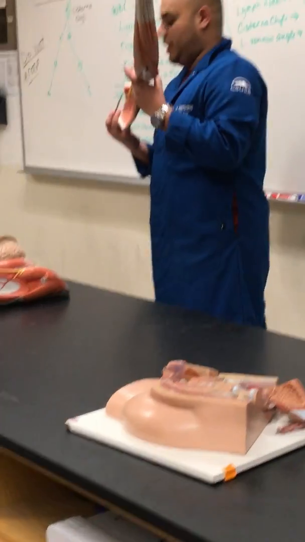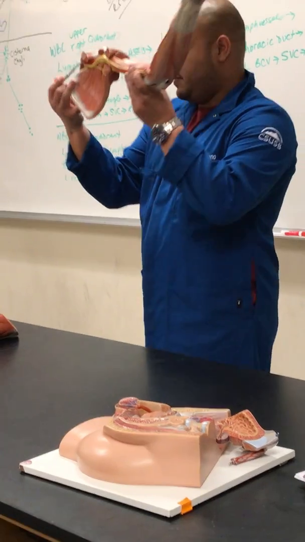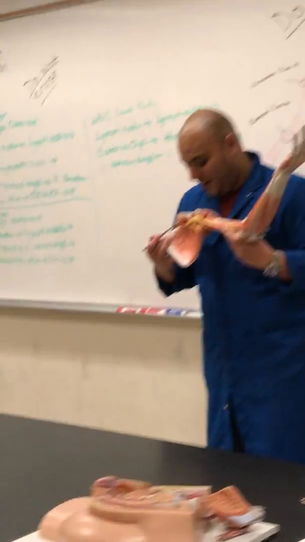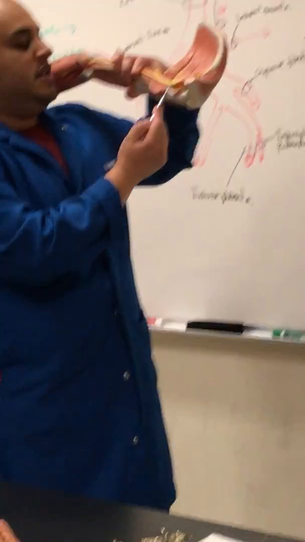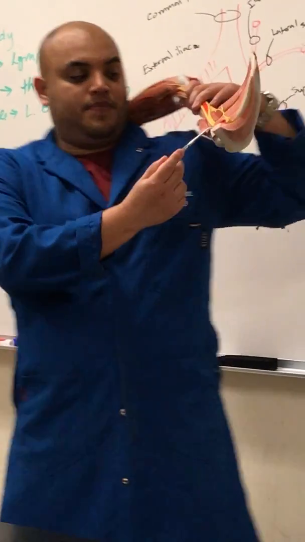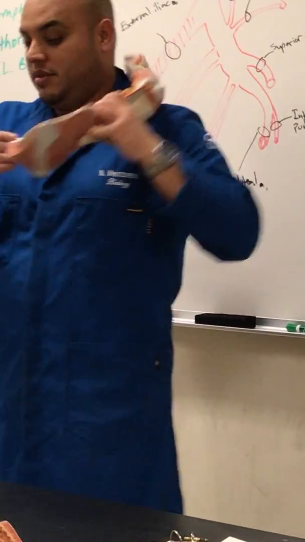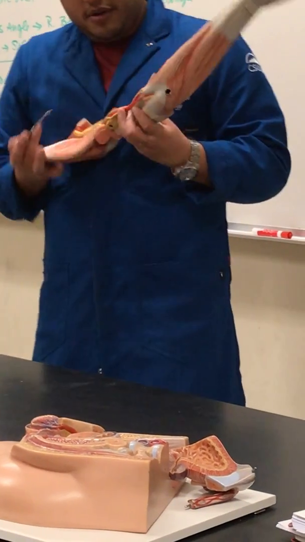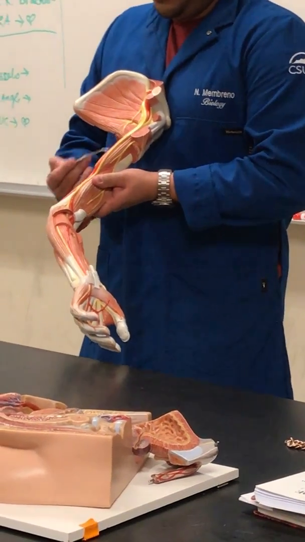Left subclavian artery. Okay, this is the left subclavian artery. Where did blood just come from? Came from the aorta, right? Now if we go over here, this is the axillary artery, right? So blood just came from the subclavian. Okay. Now this one here happens to be the brachial artery, right?